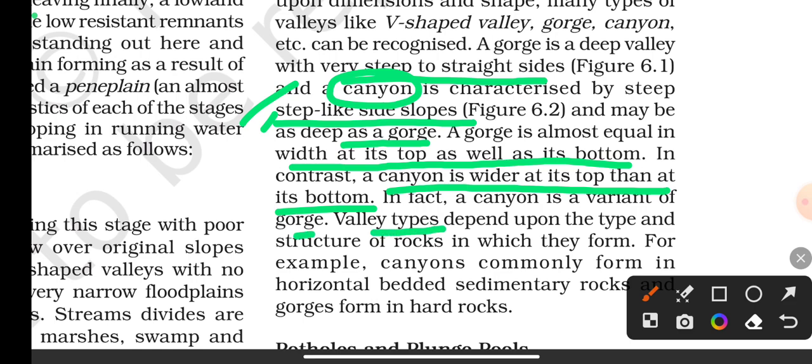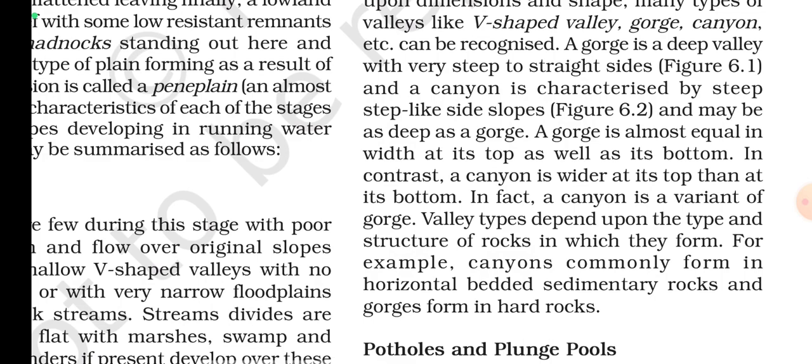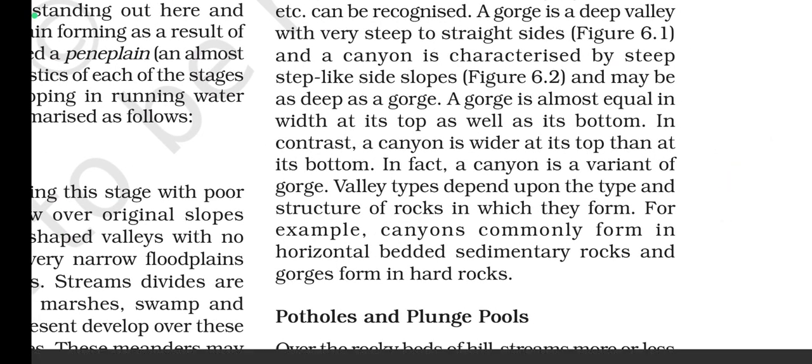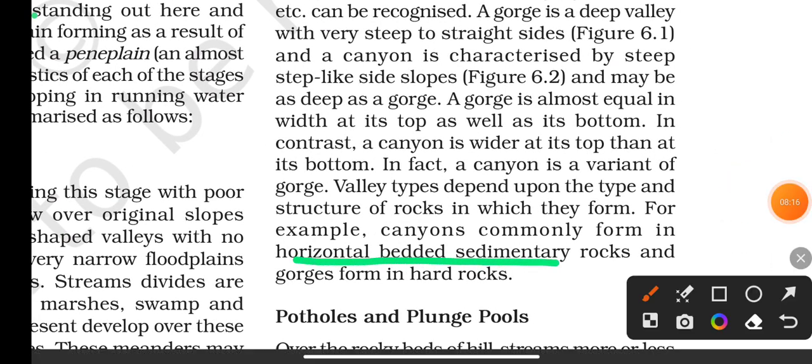Valley types depend on the type and structure of rocks in which they form. For example, canyons commonly form in horizontally bedded sedimentary rocks and gorges form in hard rocks. Okay, so canyons form in sedimentary rocks and gorges form in hard rocks. This is also an important definition.